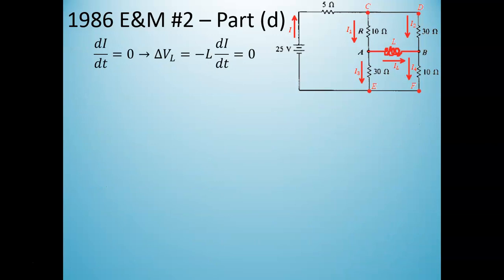So, since we've reached steady state, that means di/dt is 0, which means that the voltage drop through the inductor is 0, because voltage drop through an inductor is negative L di/dt. That's another one of those things that you need to have memorized. So that part is 0. So the potential at A is the same as the potential at B, which means that delta V_CA is equal to delta V_DB, where I've labeled points C and D above as mentioned before.